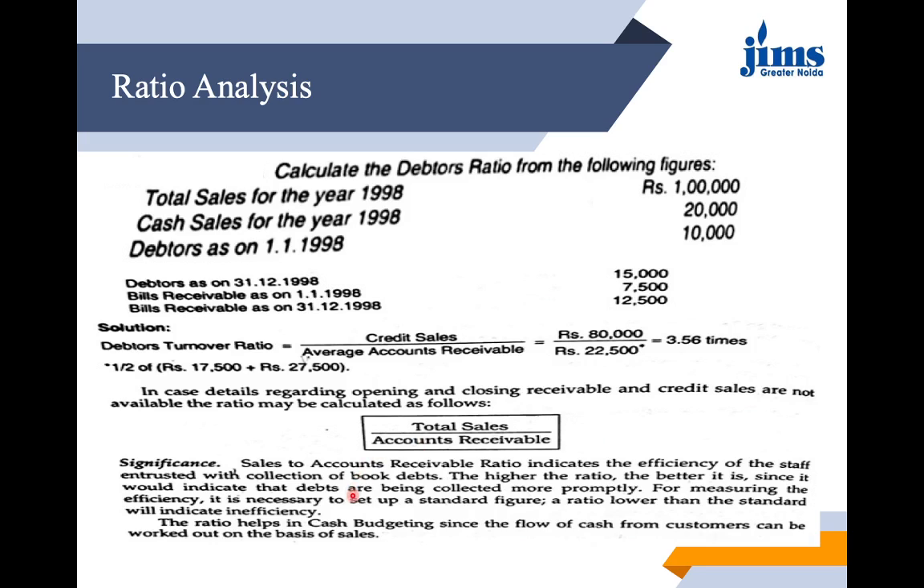The significance of this ratio, sales to accounts receivable, is that it shows the efficiency of the staff who are interested in the collection of your book debts, that is, how efficiently they are able to collect the debts. So the higher the ratio, the better it is. Why? Because it would indicate the debts are being collected more promptly, more timely. For measuring the efficiency, it is necessary to set up a standard figure. A ratio lower than standard will indicate inefficiency. The ratio also helps in cash budgeting, since the flow of cash from customers can be worked out on the basis of sales. So it is very helpful in cash budgeting.